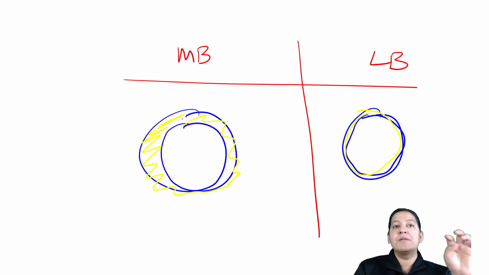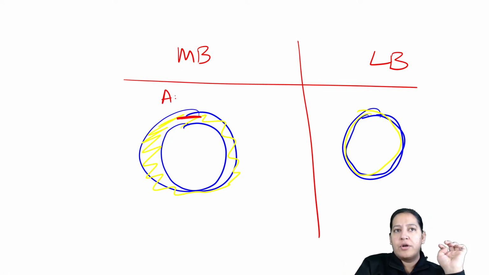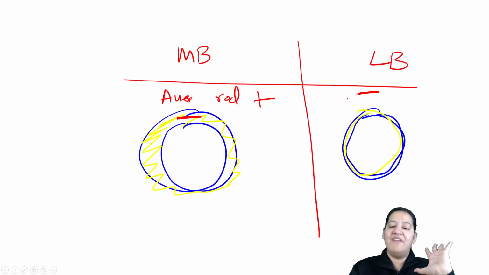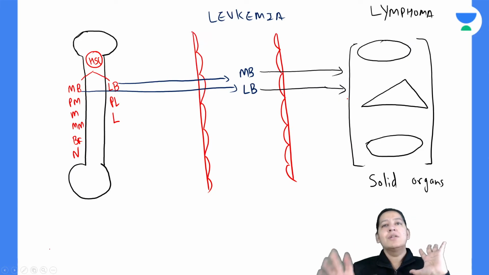The most important is the presence of the iron rod. Here the iron rod is a red colored rod present in the cytoplasm. Here it is present and here it is absent. Please learn it very well. It is shown here. So you got the difference.